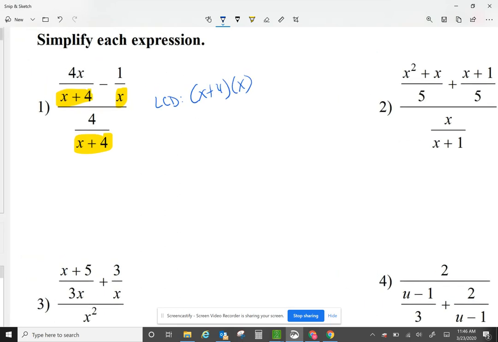Okay, so let me multiply each of my fractions by my least common denominator. So in the first fraction, let me multiply this by x plus 4 and x. Second fraction, let me multiply this by x plus 4 and x. And the same thing with the fraction at the bottom. I'm going to multiply each of them by my least common denominator. I found my least common denominator by looking at my denominators, seeing which ones I had, and if I had them repeated, I only wrote them once.